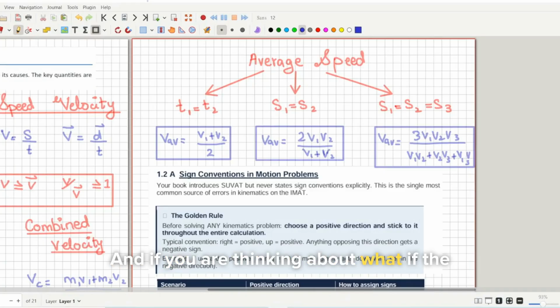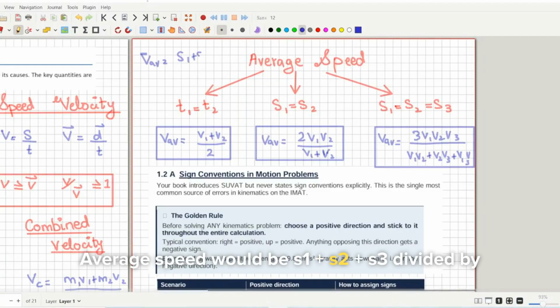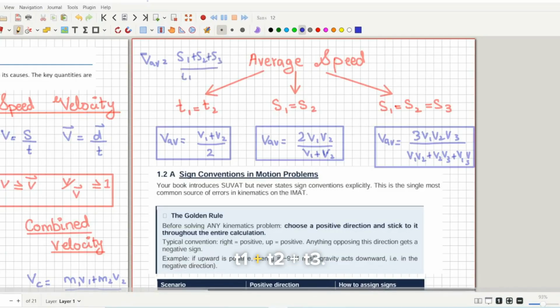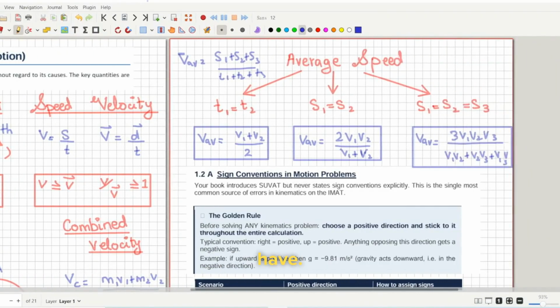And if you are thinking about what if the distance is also different and time is also different, it would be simply like this: average speed would be s1 plus s2 plus s3 divided by t1 plus t2 plus t3. You don't need to memorize this formula because you already know it, right? Average speed is the sum of the distances divided by the sum of the times.